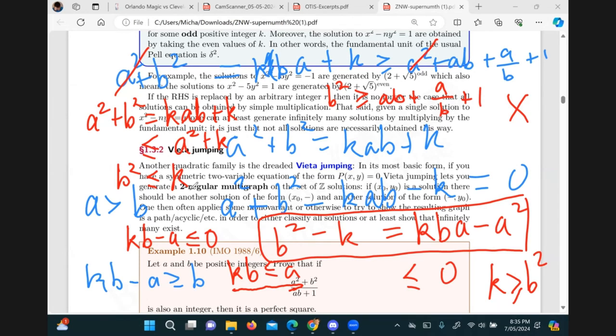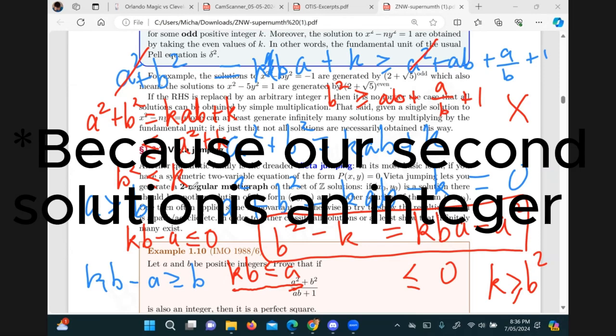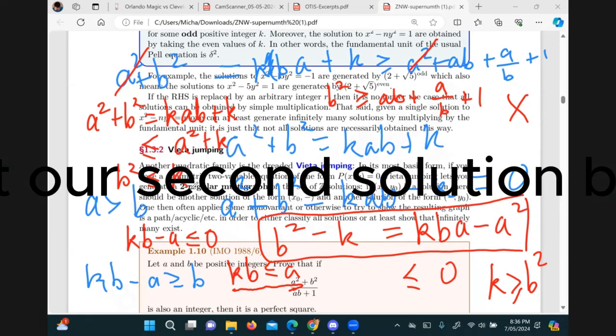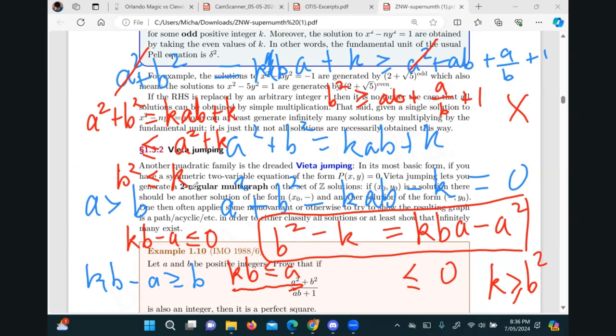If K is bigger than B squared, B squared minus K on A is an integer. Yeah, because our second solution is an integer, right? Solution B, A prime, like A prime is equal to B squared minus K, and then you just move A to the other side. A prime is equal to B squared minus K. If our other solutions are right, we get this and then we get this, so we know that this is an integer.